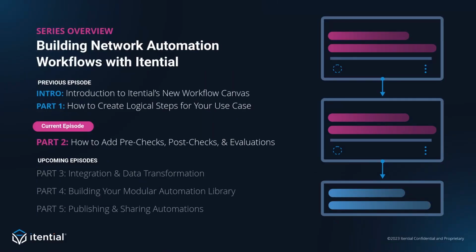And so as a reminder of the series overview, we've done an intro, which gives you an overview of the workflow canvas features that we'll be leveraging in this series. In part 1, we laid out the foundations of our workflow, right? We created logical steps using stubs, and actually we started filling that out. We made a network change, talked about CLI and API, and just basically the overall logic and how to start building your use case in an automated workflow.